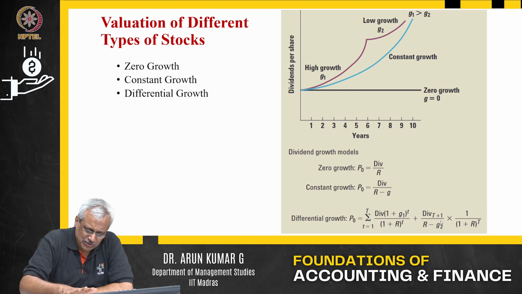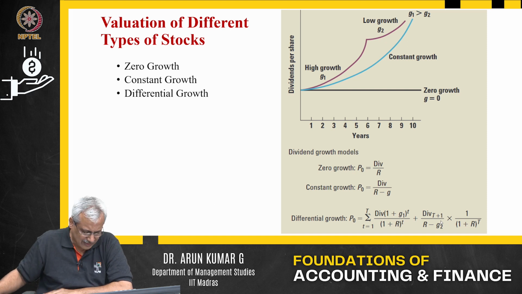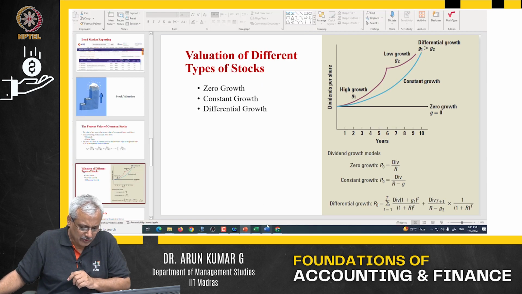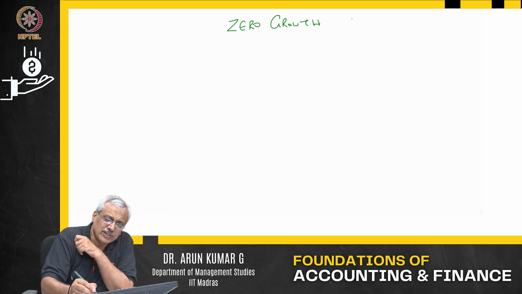Now, what are these formulas? Don't worry about these formulas. We will come to them. For example, let me go to the whiteboard here. Let us say a constant, what do you call it, zero growth stock. Zero growth dividend.